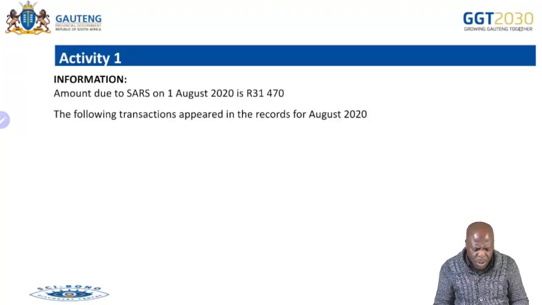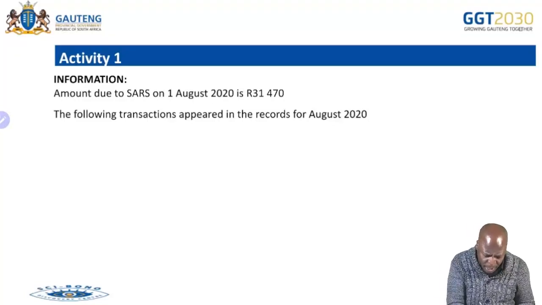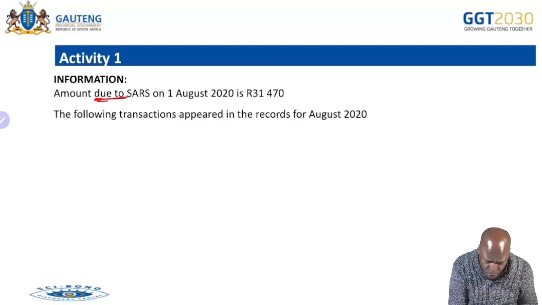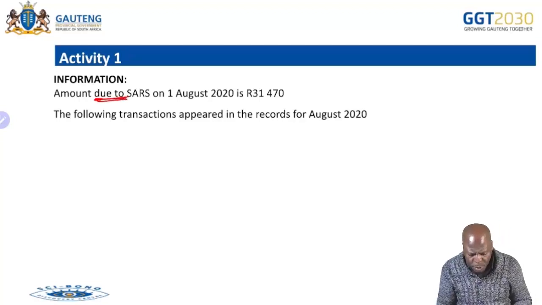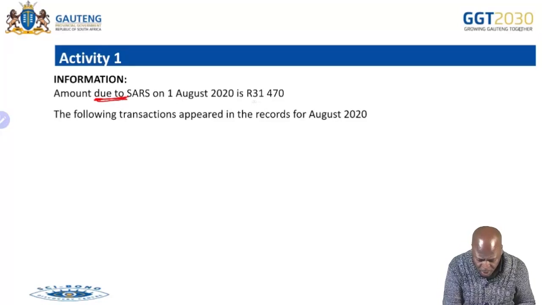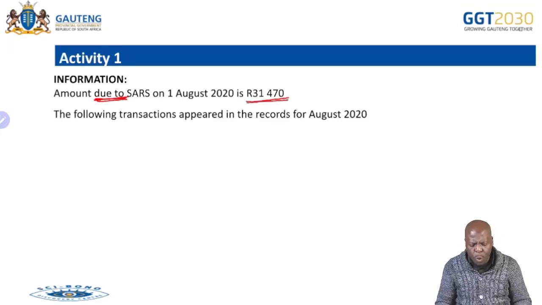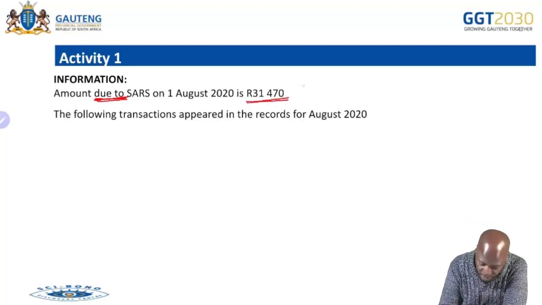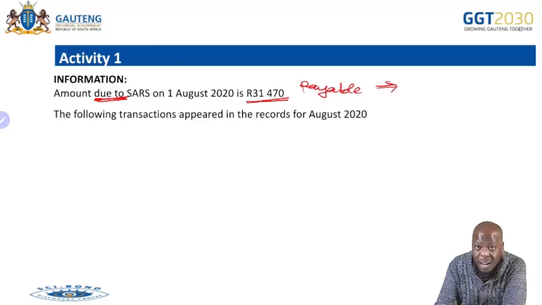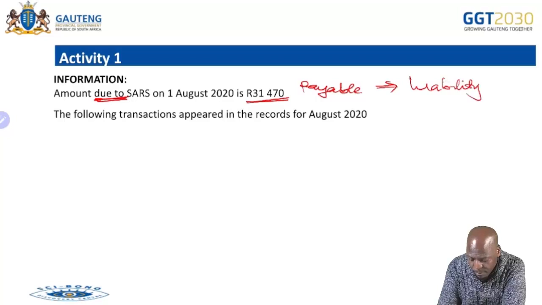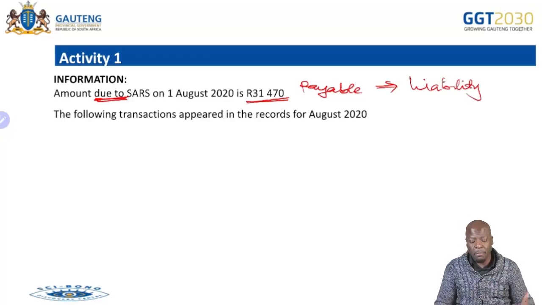Information. Amount due to SARS. Important here. Amount due to SARS on the 1st of August 2020 is 31,470. So once it is due to SARS, it means it is payable to SARS. And if an amount is payable to SARS, it means it is a liability. Okay? Due to SARS, it is payable to SARS. Therefore, the amount due to SARS is a liability.